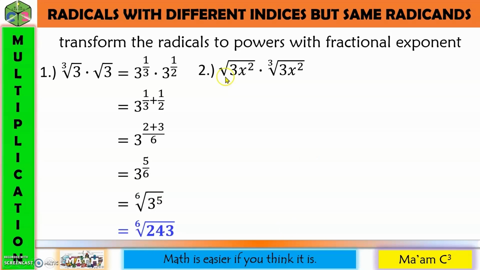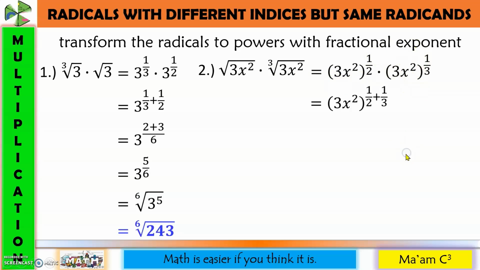Next one, this is 3x squared raised to 1/2, and then 3x squared raised to 1/3. So we have the same bases, 3x squared. Copy the base, and then add the exponents. So 1/2 plus 1/3 is just the same as 1/3 plus 1/2. So this is also equal to 5 over 6. So we have the quantity 3x squared raised to 5 over 6.